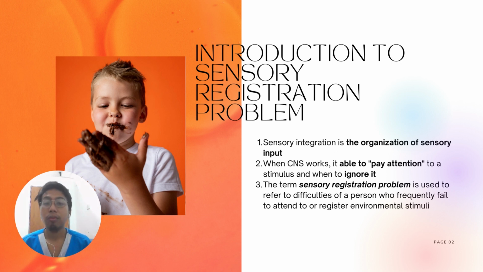Meaning to say that, for example, if we were to touch slime, people who have sensory integration problem would find it very, very uncomfortable to touch it. It's like there's a negative emotion to it. But for us, when the system is able to work, we can pay attention, oh, this is a slime, and we can ignore the gelitness. We call it the rasa gelit terhadap slime tu.